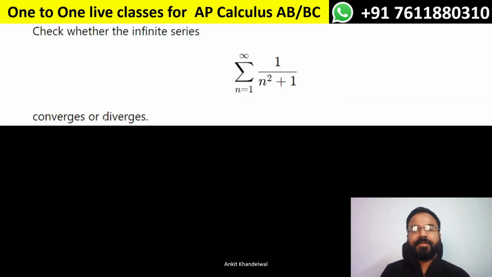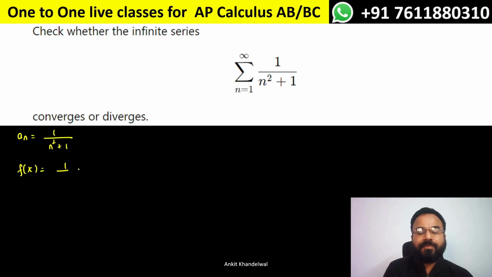Let's take another example. Here it asks whether the infinite series converges or diverges. So again we can say, what is a_n? a_n is 1 upon n square plus 1. So what is f(x)? Replace n with x: 1 upon x square plus 1. Now I want to check that it is positive, continuous and decreasing, for x going from 1 to infinity.